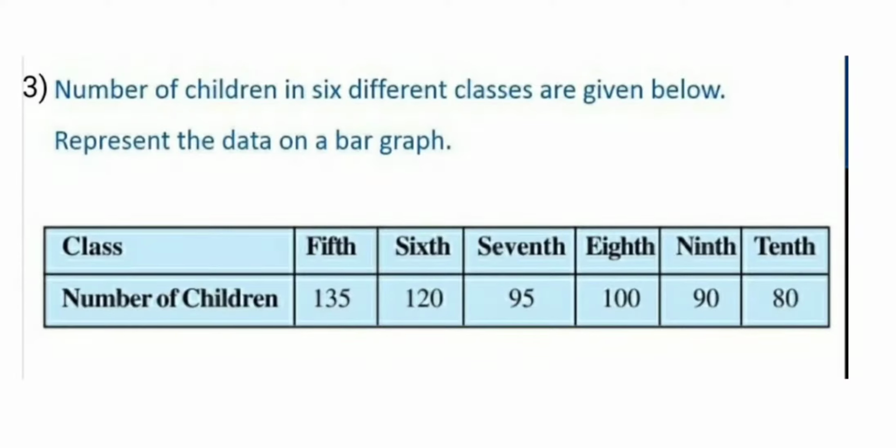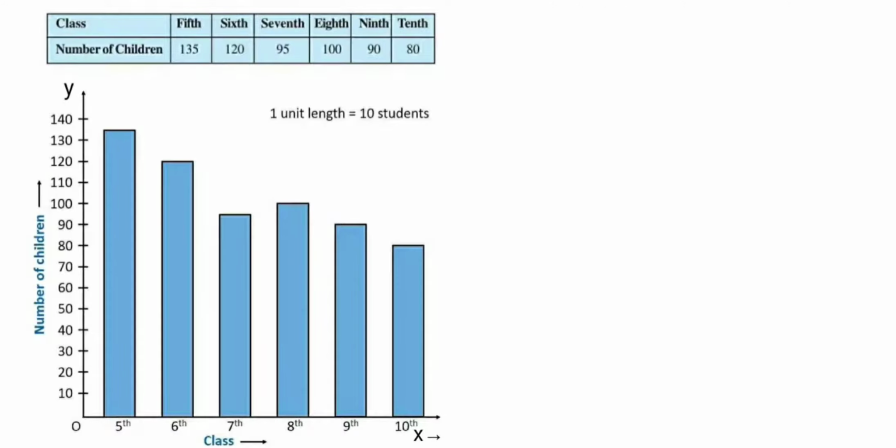Third number, number of children in 6 different classes are given below. Represent this data on the bar graph. Here the class and number of children are given in this table. Class start from 5th to 10th and respective number of children are there. So using this table we will represent this data on the bar graph.